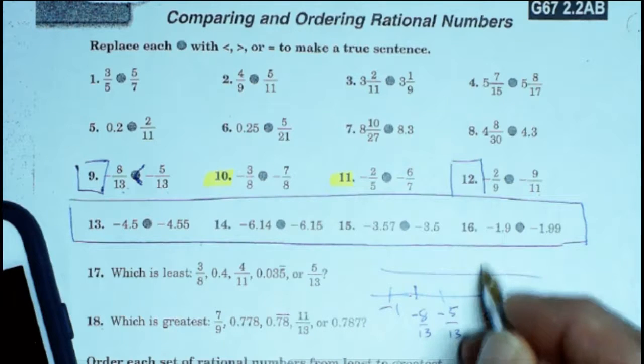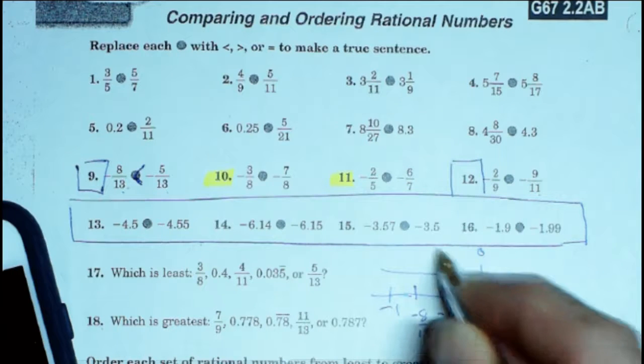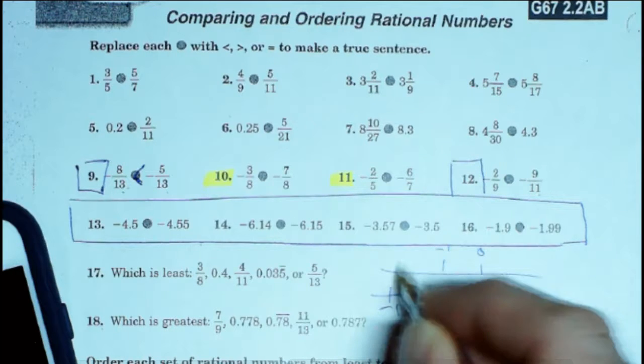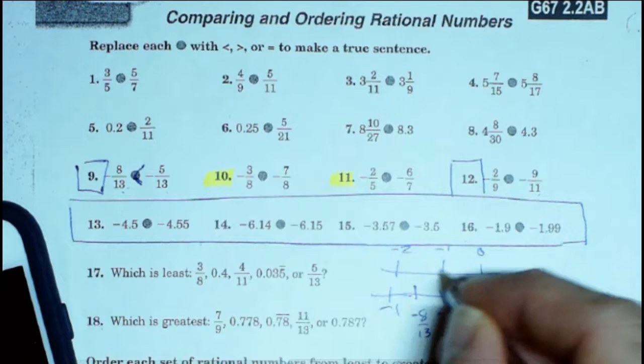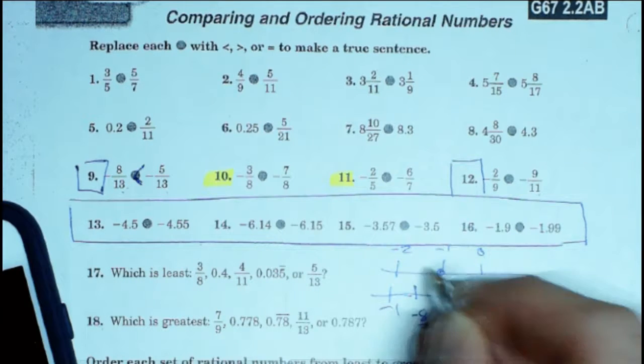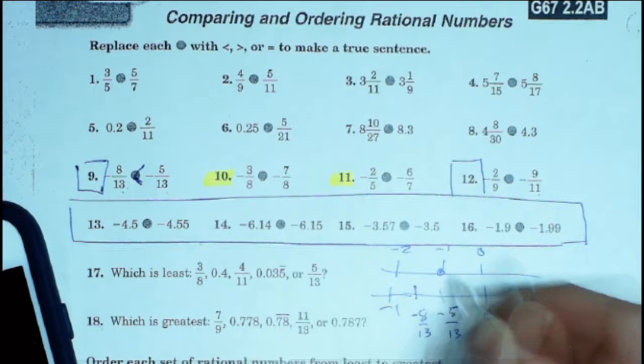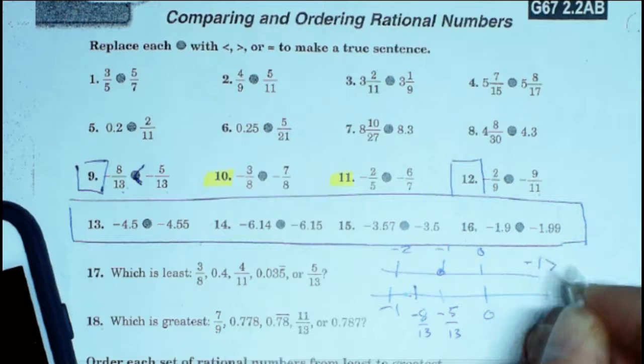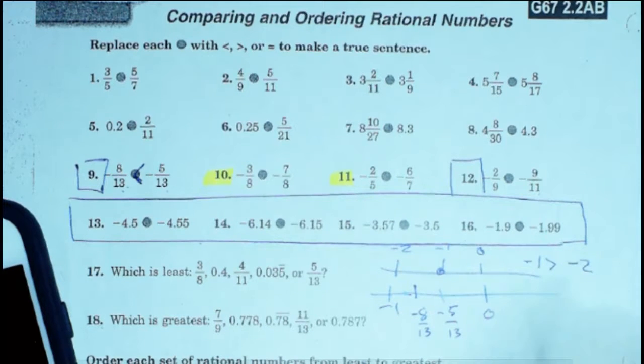Because look, I could draw another number line here. Here's 0, here's negative 1, here's negative 2. Negative 1 is greater than negative 2. It's less negative. You can read this backwards too. Negative 2 is less than negative 1. Remember the inequality signs, so you can kind of read them both directions.